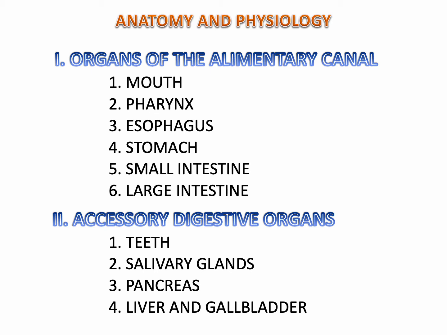So here are the organs of the alimentary canal. We have the mouth, pharynx, esophagus, stomach, small intestine, and large intestine. And then, there are also accessory digestive organs. The teeth, salivary glands, pancreas, liver, and gallbladder.